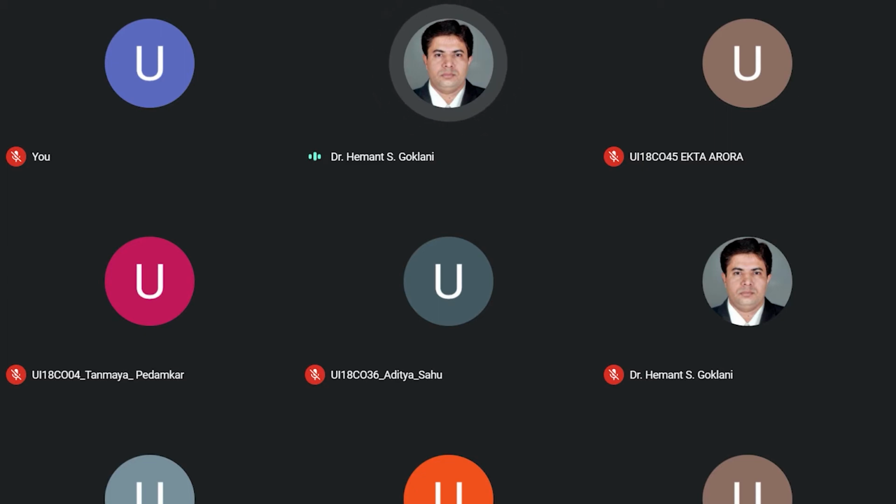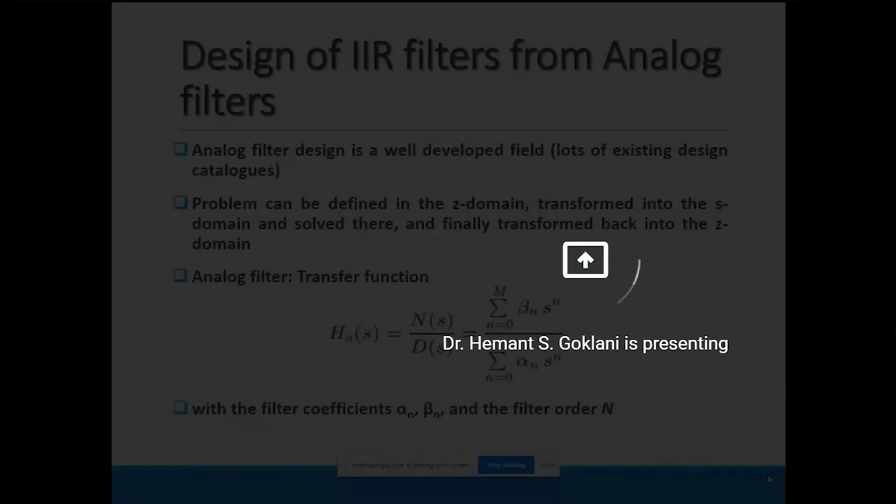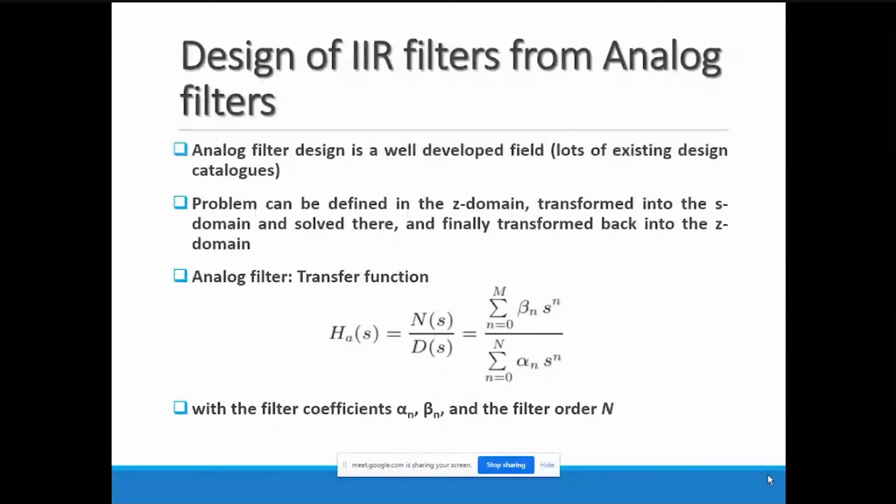Okay, so let us start with the IIR implementation or IIR filter design. Whatever designs are available in your syllabus are based on the design of IIR filters using analog filters. Why using analog filters? Because analog filter design is well developed, and lots of existing plans or catalogs are available. Based on that, we can design the analog filters. The problem is first defined in the S domain, then transformed into the Z domain. So that transformation is required in this filter implementation.